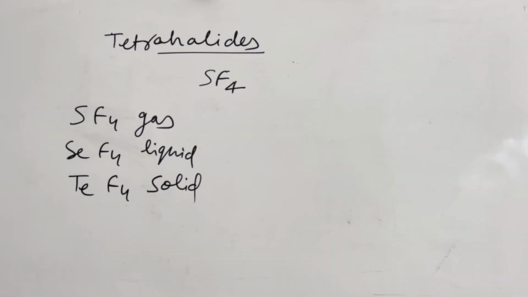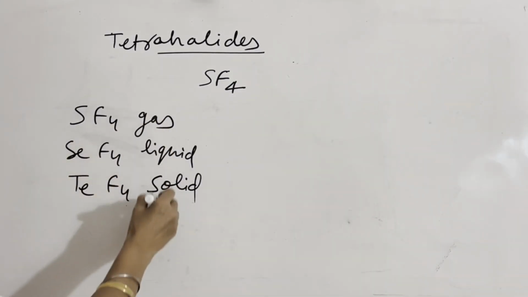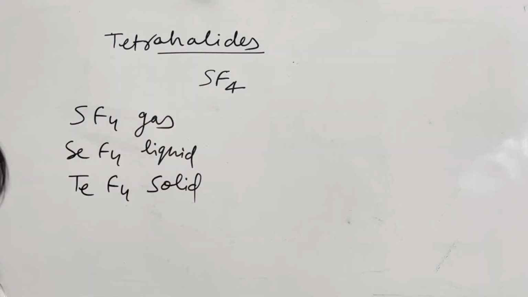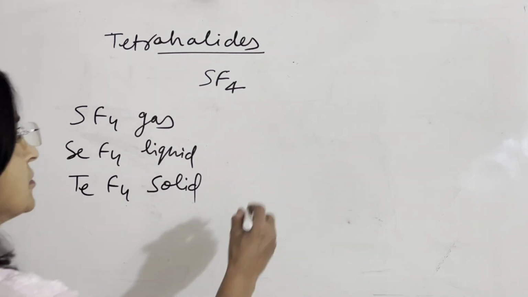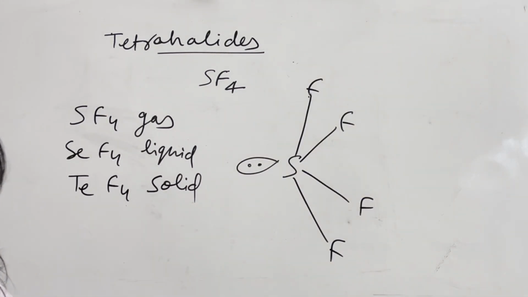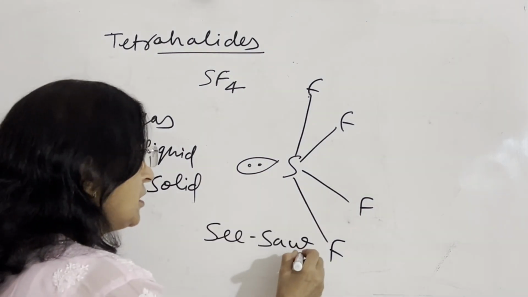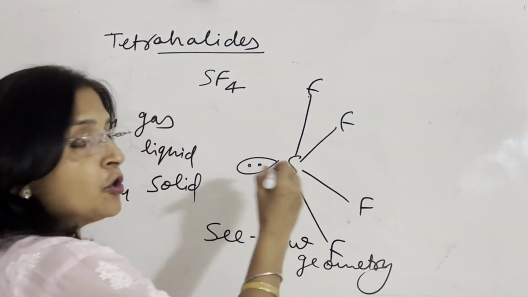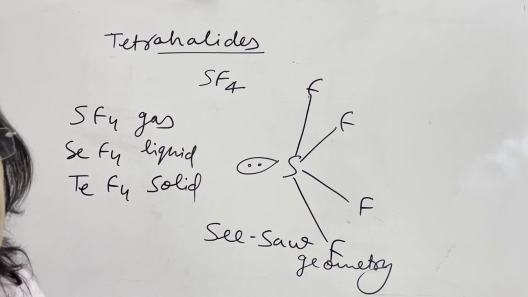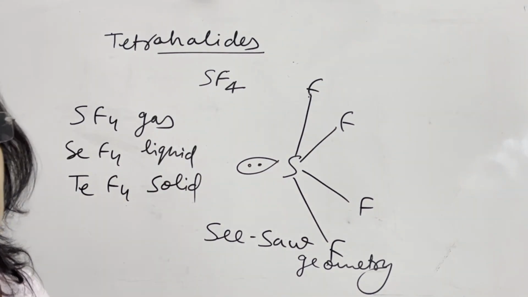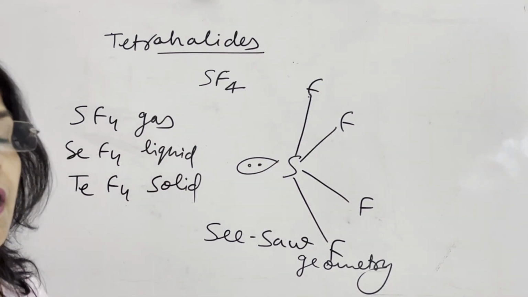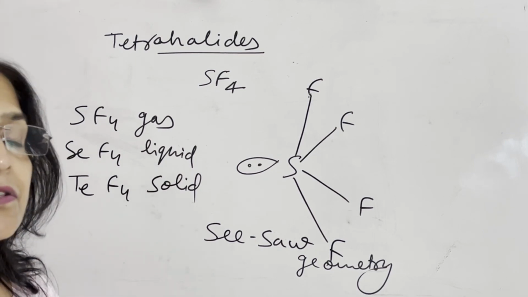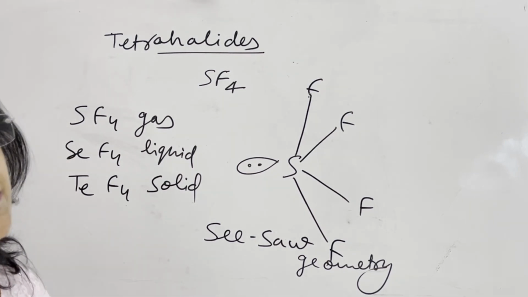In tetrahalides, tetrafluorides are most stable. And the physical state of these tetrafluorides changes like this. They should have trigonal bipyramidal structure, but one of the positions is occupied by the lone pair of electrons. Therefore, they have distorted trigonal bipyramidal geometry, that is seesaw geometry. The equatorial position is occupied by the lone pair of electrons. Sulfur tetrafluoride undergoes hydrolysis readily, and tetrahalides can act as Lewis bases as well as Lewis acids.